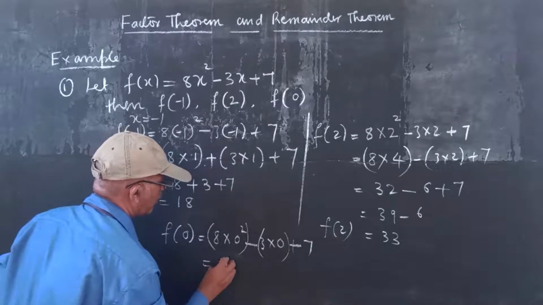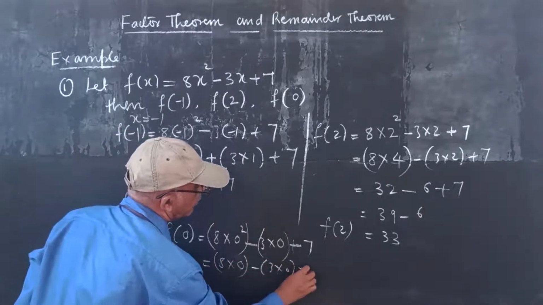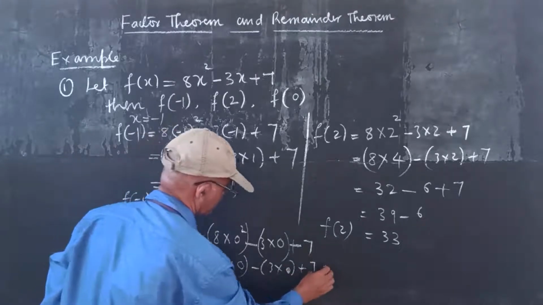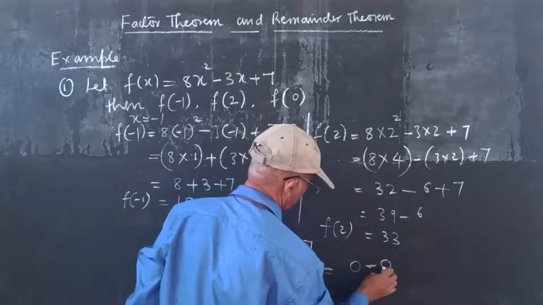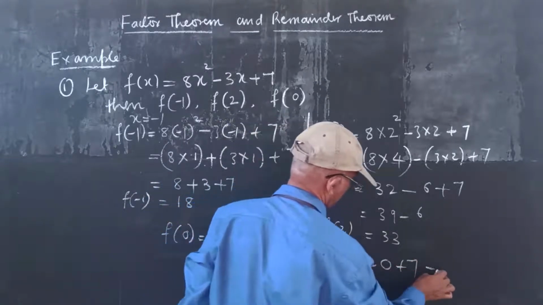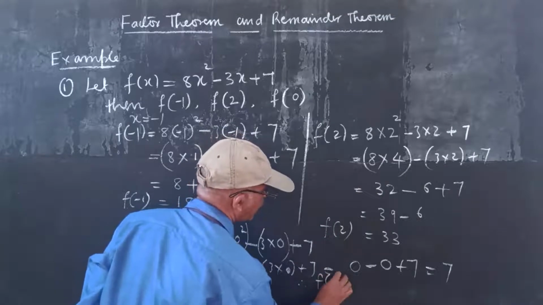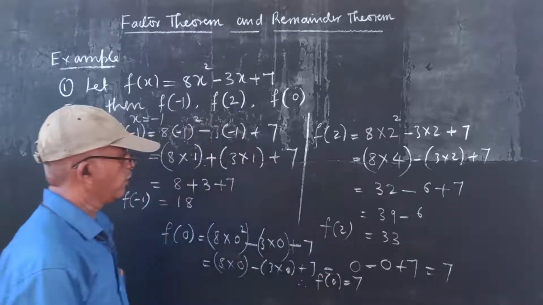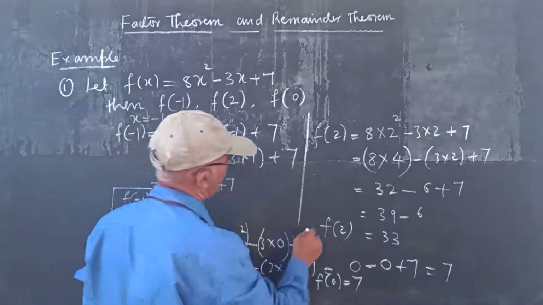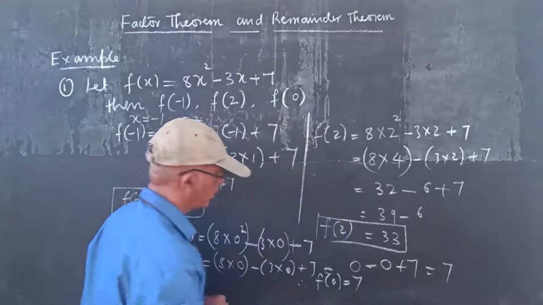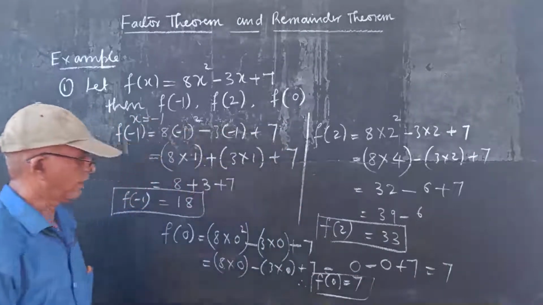So 8 into 0 square is 0, minus 3 into 0, plus 7. This is equal to 0 minus 0 plus 7, which is equal to 7. So therefore, f of 0 is equal to 7. Now we have three answers: f of minus 1 is 18, f of 2 is 33, and f of 0 is 7.